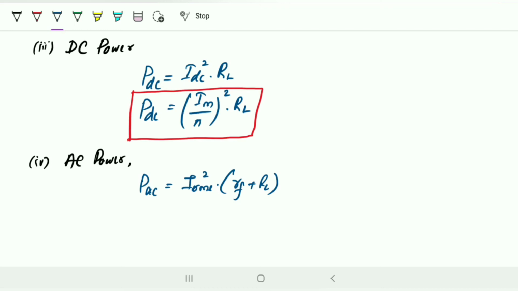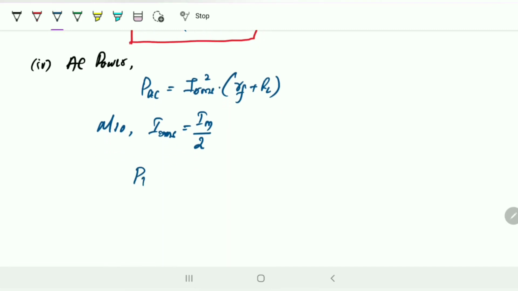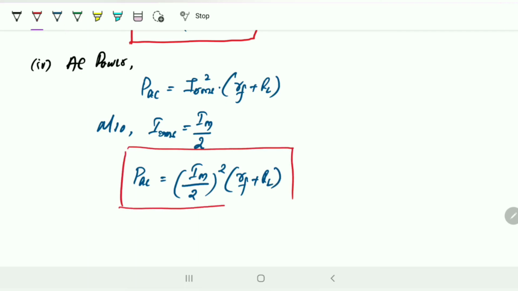Now I represent the input current in terms of a DC component. The RMS value is a representation of an AC value in terms of a DC component. IRMS is equal to Im by 2, half of the Im value. So we substitute that: PAC is equal to Im by 2 the whole square into RF plus RL. Now you have your input power also.